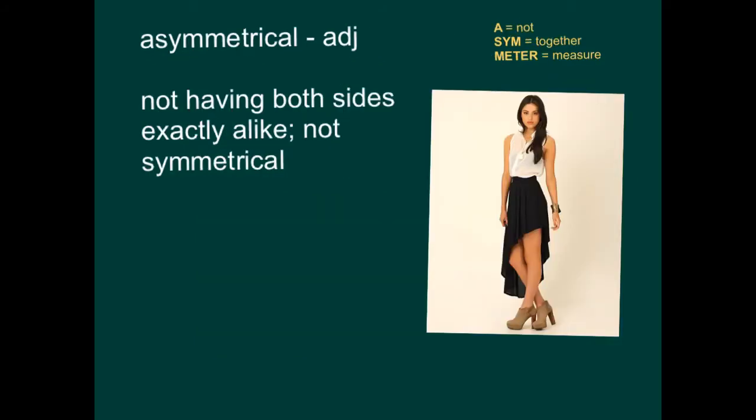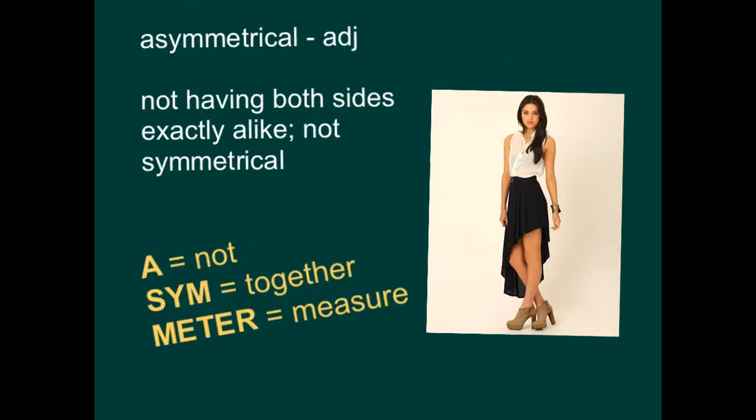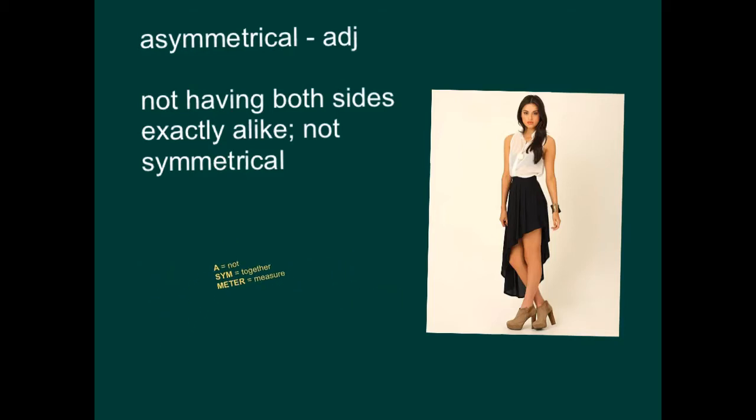Asymmetrical. Oh, this has three roots. Make sure you highlight all of them. So you have a meaning not, sym meaning together, and meter meaning measure. If we're going to break this down really literally, it means not measured together, not the same length. It is an adjective, so that's how we use it. And let's underline our meaning: not having both sides exactly alike, not symmetrical.